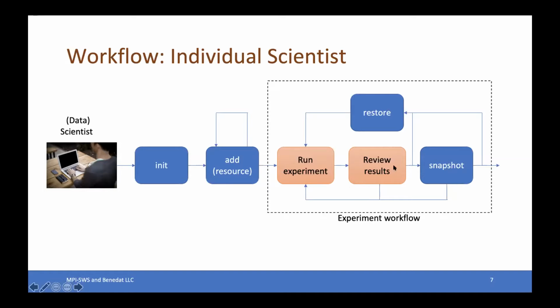Then you can review results. Then you can go back and forth as many times as you want. When you have something you find interesting, you take a snapshot, and then that's kept for posterity. And you can also restore from a past snapshot as well. So this is the workflow of one person.